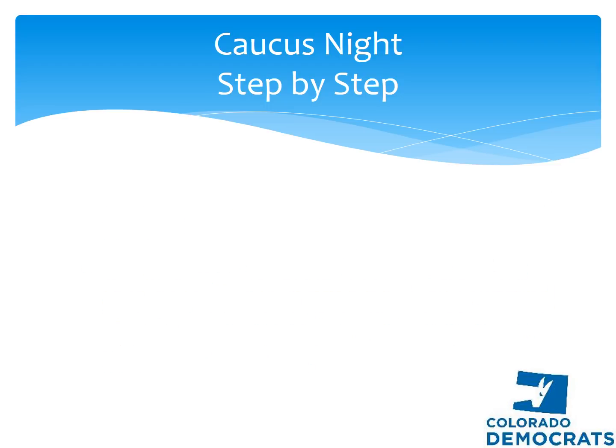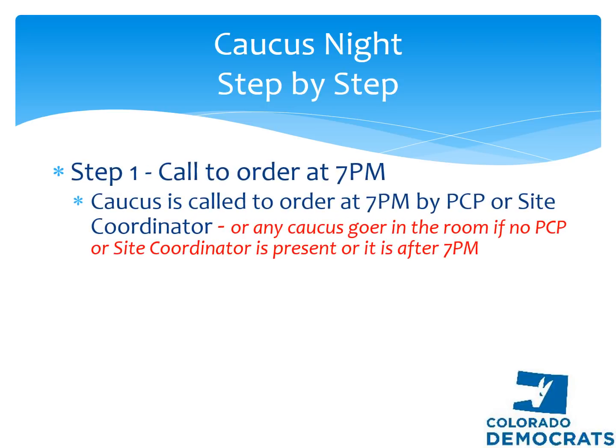We will now discuss the process of caucus step by step. Please be aware that this presentation is being given to all 64 counties in Colorado, and some procedures may vary from county to county. Step 1, the meeting is called to order at 7 p.m. This is usually done by an existing precinct committee person or a site coordinator, but can be done by anyone at 7 p.m.